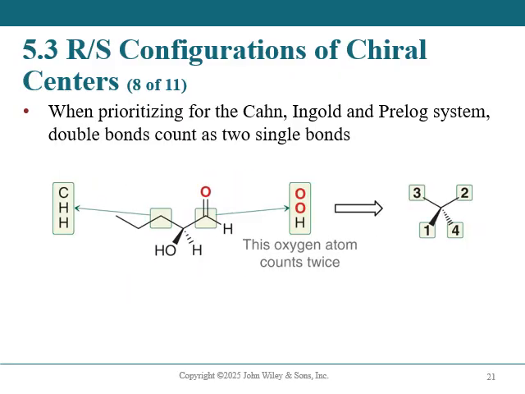When prioritizing for the Cahn-Ingold-Prelog system, double bonds count as 2 single bonds. So in this case, for instance, we have a carbon atom with 2 bonds to oxygen, so it will be oxygen, oxygen, and hydrogen as the substituents. And that's how we will go about numbering them.